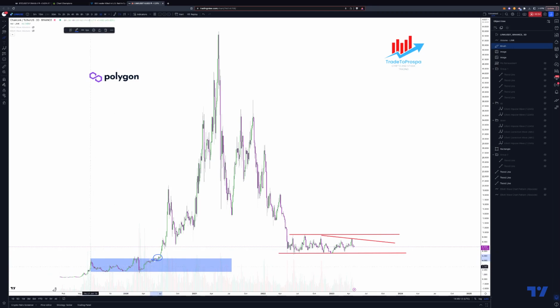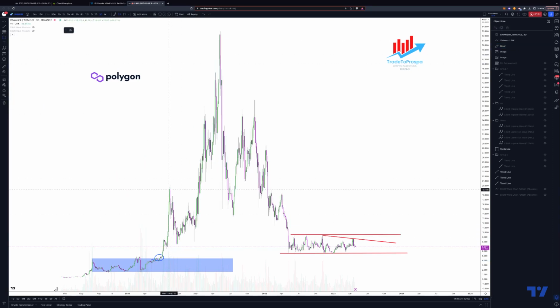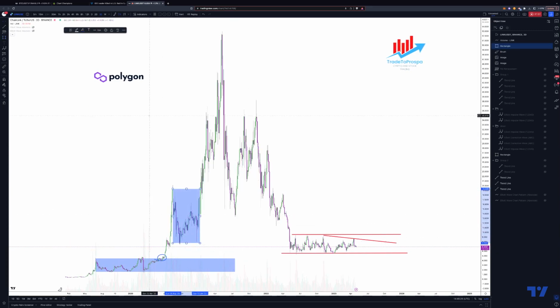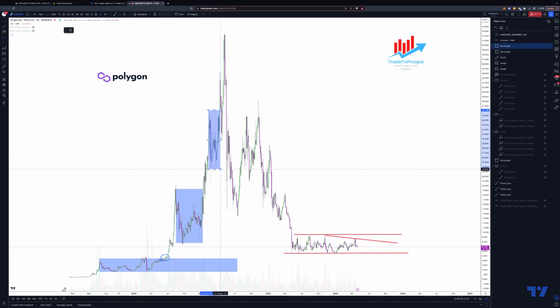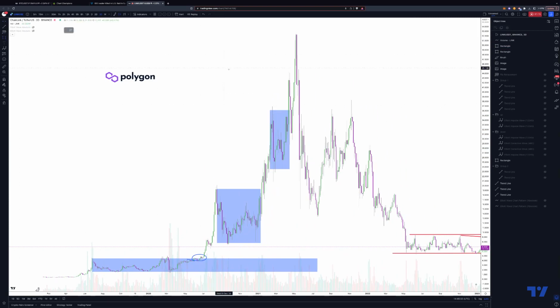So this was the base, and what we had from a macro perspective is a parabolic move. This is the second phase. This is the third phase. And if we continue on, it's actually a fourth phase there. And then we have this blow off top.